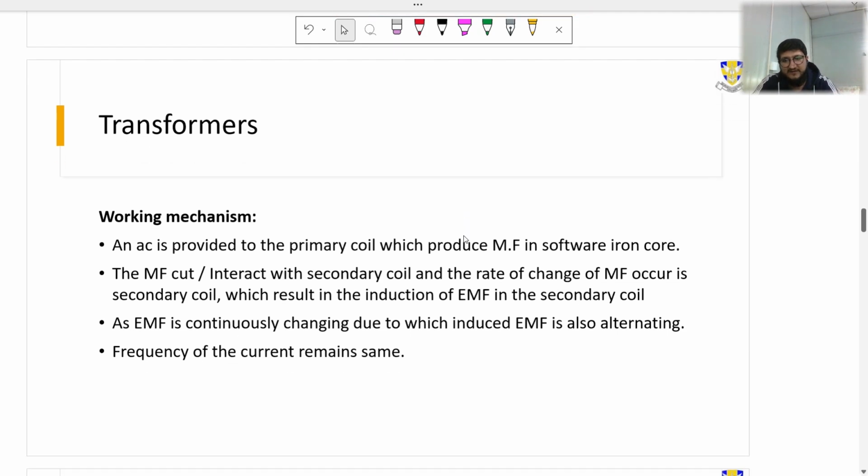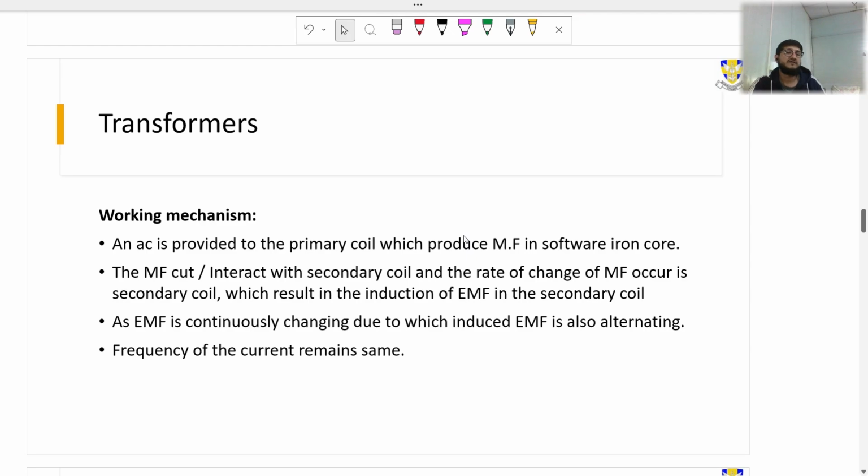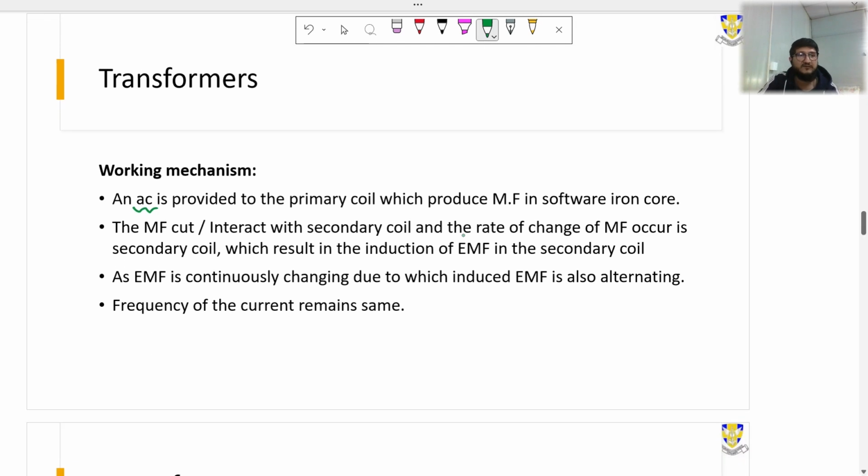Now, the thing is that this EMF is continuously changing. Why is this EMF changing? The reason is that initially we were using AC, alternating current. So this EMF is going to change continuously due to the alternating source. Okay, but remember one thing: the frequency across this system will remain the same. You are not going to change the frequency. Frequency will always remain the same.